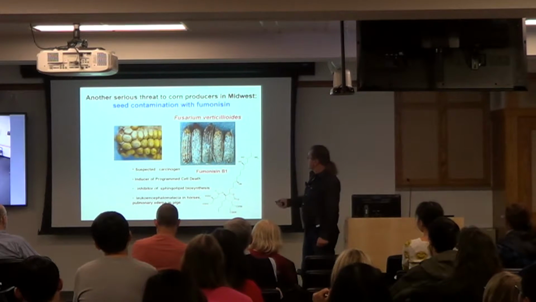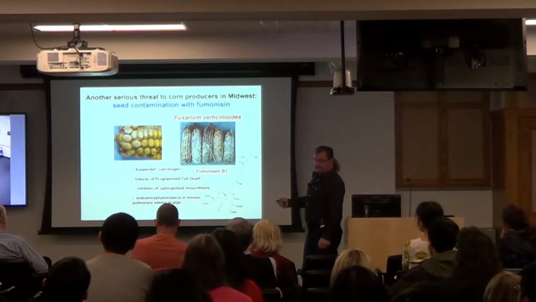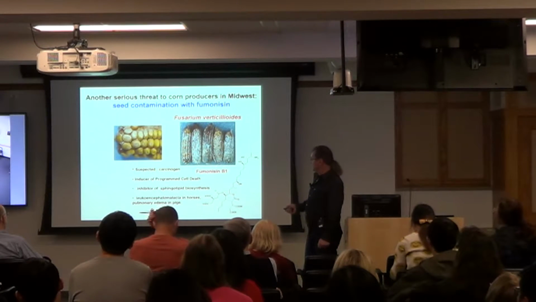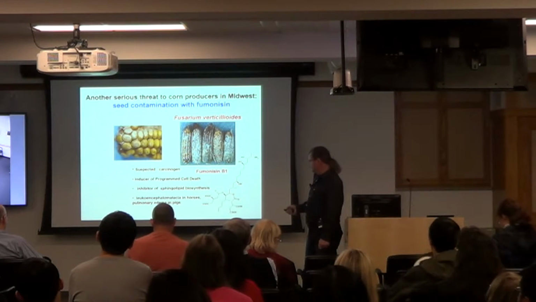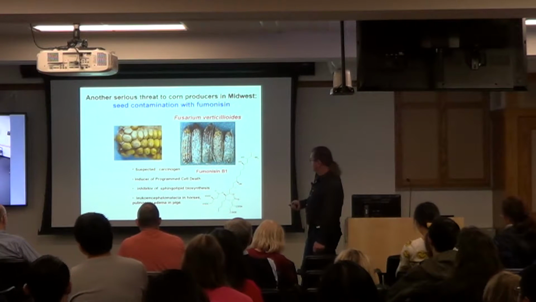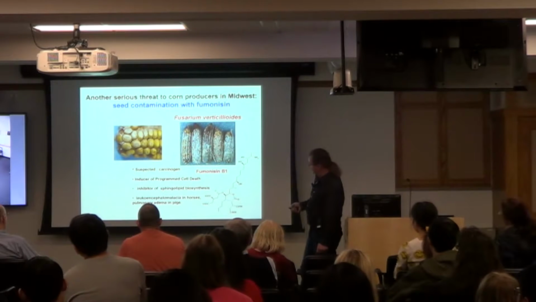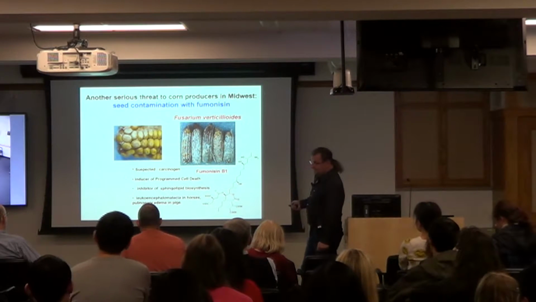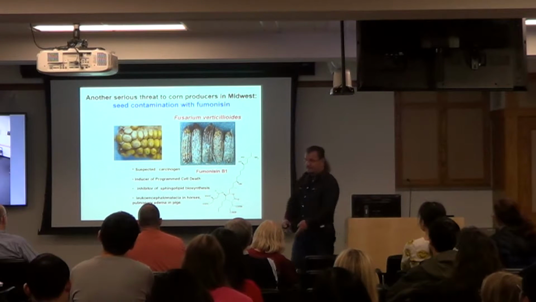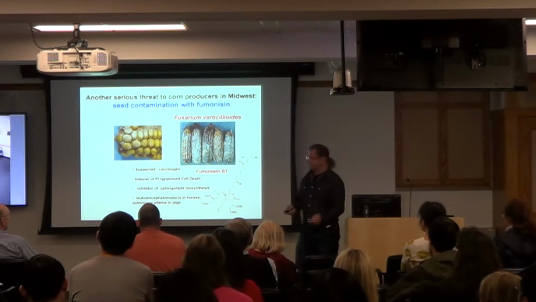Fusarium verticillioides produces another mycotoxin called fumonisin, and fumonisin induces programmed cell death and inhibits sphingolipid biosynthesis. In fact, that's how programmed cell death is induced by fumonisin: by binding to ceramide synthase and preventing sphingolipid synthesis, and causing accumulation of precursors of sphingolipids.